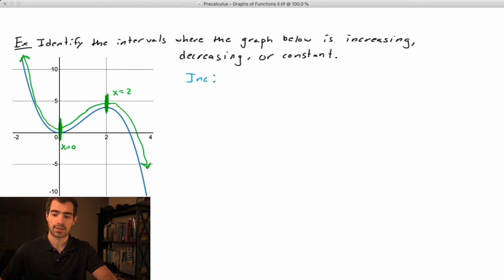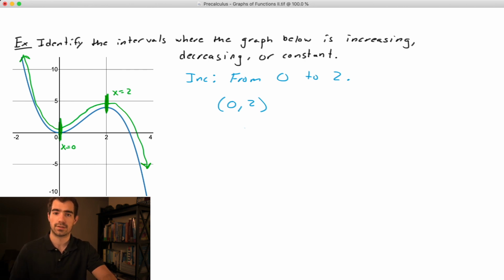And so let's do that here. Starting at 0 and going all the way up to 2, our function is increasing. So this would be from 0 to 2. Now, we want to be a little bit more formal with our answer than that, so we can represent this as an interval using interval notation. Our lower bound is 0, our upper bound is 2.